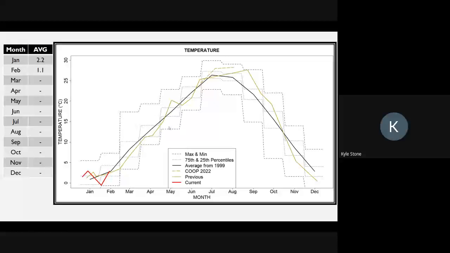Beginning from 1999 to 2023. So to jump into these graphs here, the dashed gray line at the top for any given month is going to be the maximum observed in that month in any year from 99 to 2023. The next gray line down, the dotted line, is the 75th percentile. The next one's the 25th percentile. And then the bottom dashed gray line is going to be the minimum observed for any given month.